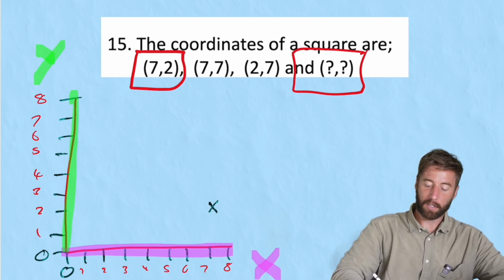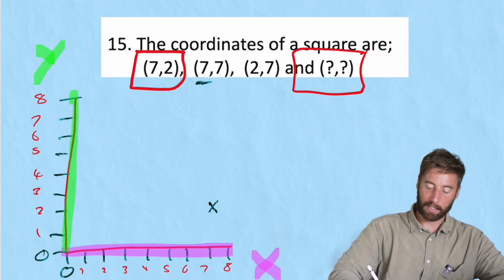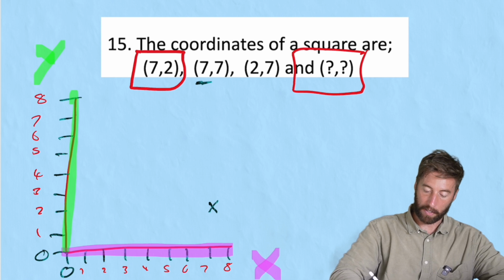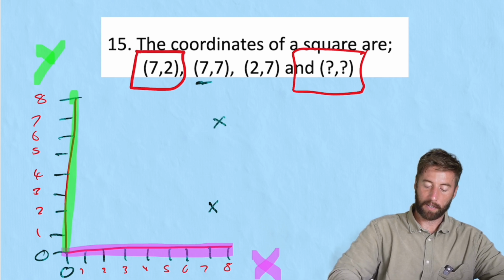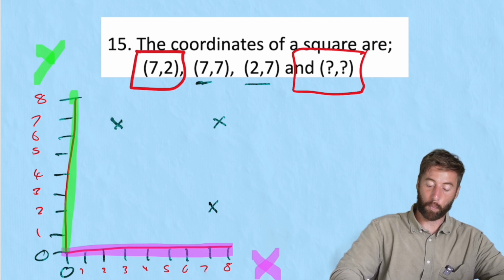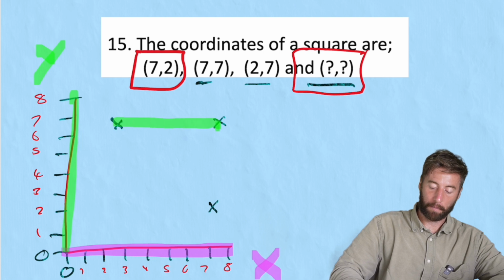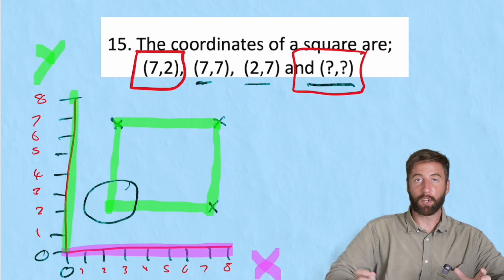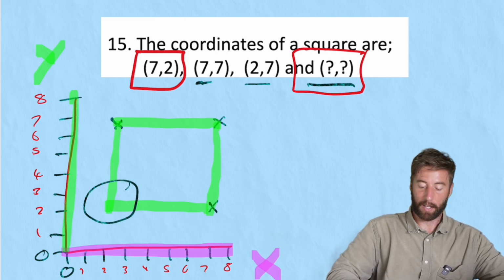Next is 7, 7. So again, x-axis first to 7, then y-axis also to 7. Second one is 2, 7. So this time I only come across to 2, but up to 7. And the last one we don't have. But we can see already the shape of this square means it's likely going to be somewhere in this area here. So the first thing I'm going to do is draw my square, which I've just done here in green.